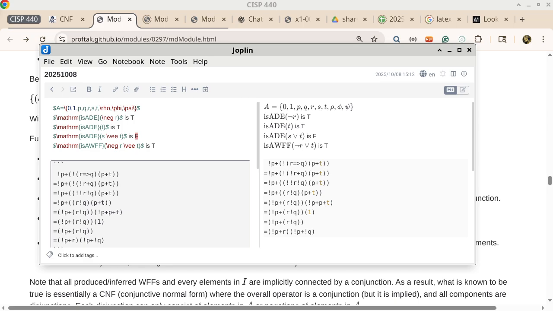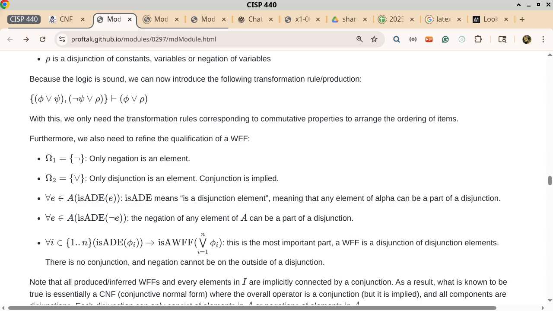T is true, F is false. Say again? S is in alpha, yes, because it is not the negation of something in alpha, nor is it the non-negative version of something in alpha. There are only two things that can be in a disjunction. It is either something directly from alpha or the negation of something directly from alpha.